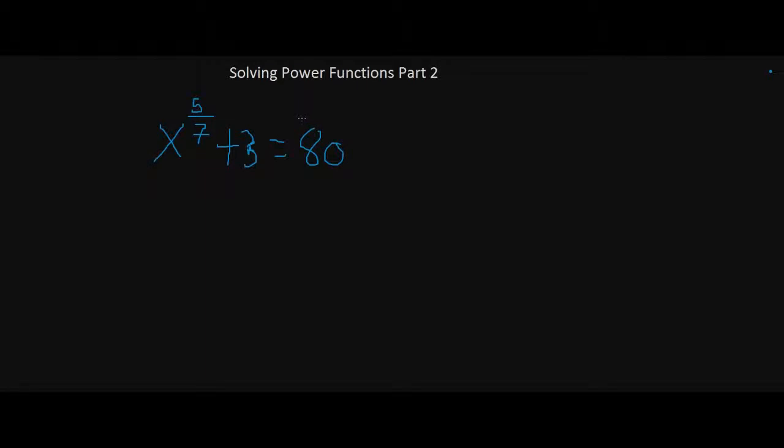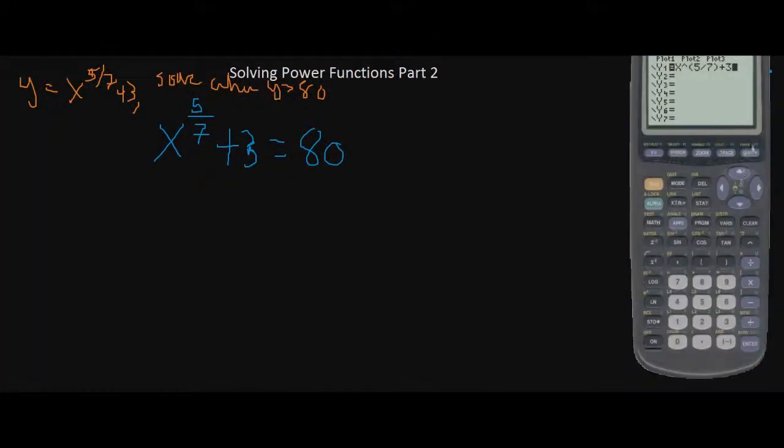So really this problem was something like this: y is equal to x to the 5 over 7 plus 3, and I told you to solve when y is equal to 80. I spelled it kind of badly, but this is what it looks like, and it's already set equal to that. So I'm just putting in this function right here, and now I hit graph.